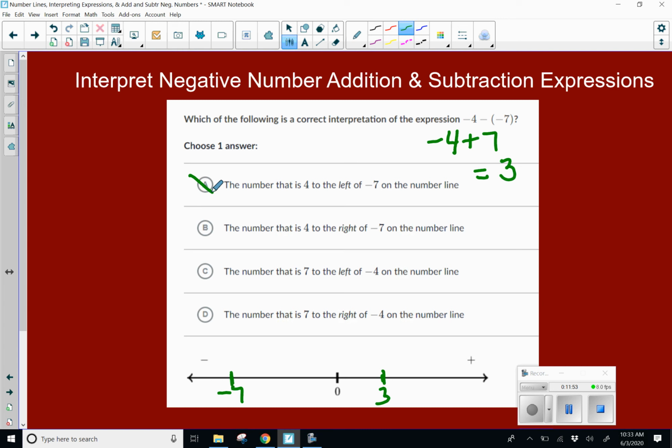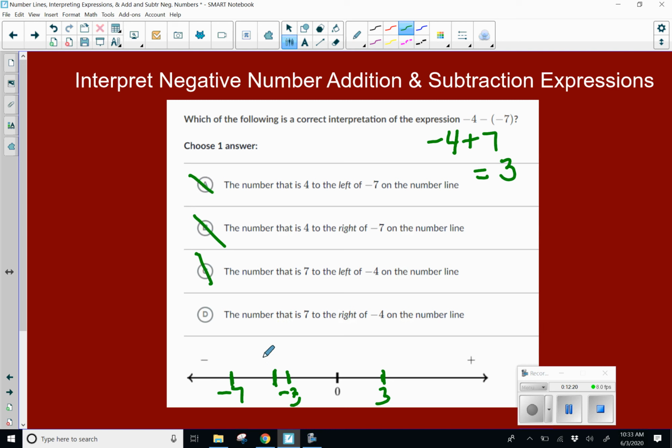The number that is 4 to the right of negative 7? Well, if I go 4 units to the right, that's going to leave me at a negative 3, which is not correct. The number that is 7 to the left of negative 4? Well, negative 4 would be just a little bit further than negative 3. And obviously, if I'm going to the left, that's not going to get me to a positive 3.